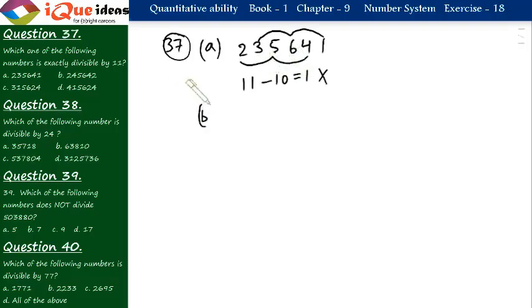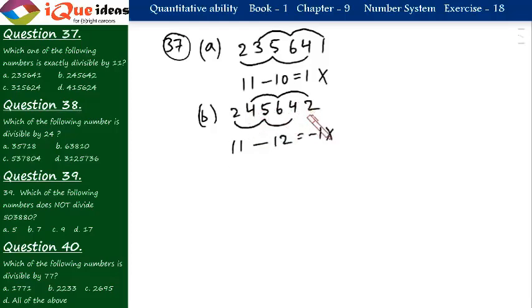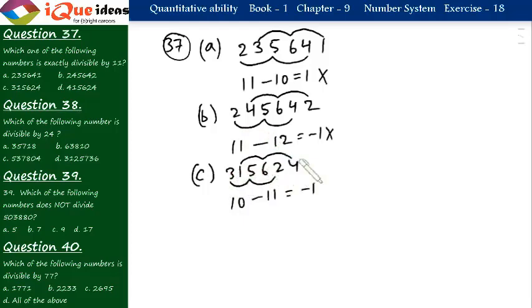Let's say B option. It is 2, 4, 5, 6, 4, 2. Check the sum of digits at odd places. 2 plus 5, 7 plus 4, 11. Minus 4 plus 6, 10 plus 2, 12. So it is 11 minus 12, that is minus 1. So this number also is not divisible by 11. C option. It is 3, 1, 5, 6, 2, 4. 3 plus 5, 8 plus 2, 10. 1 plus 6, 7 plus 4, 11. So 10 minus 11 is minus 1. So this also is not divisible by 11.